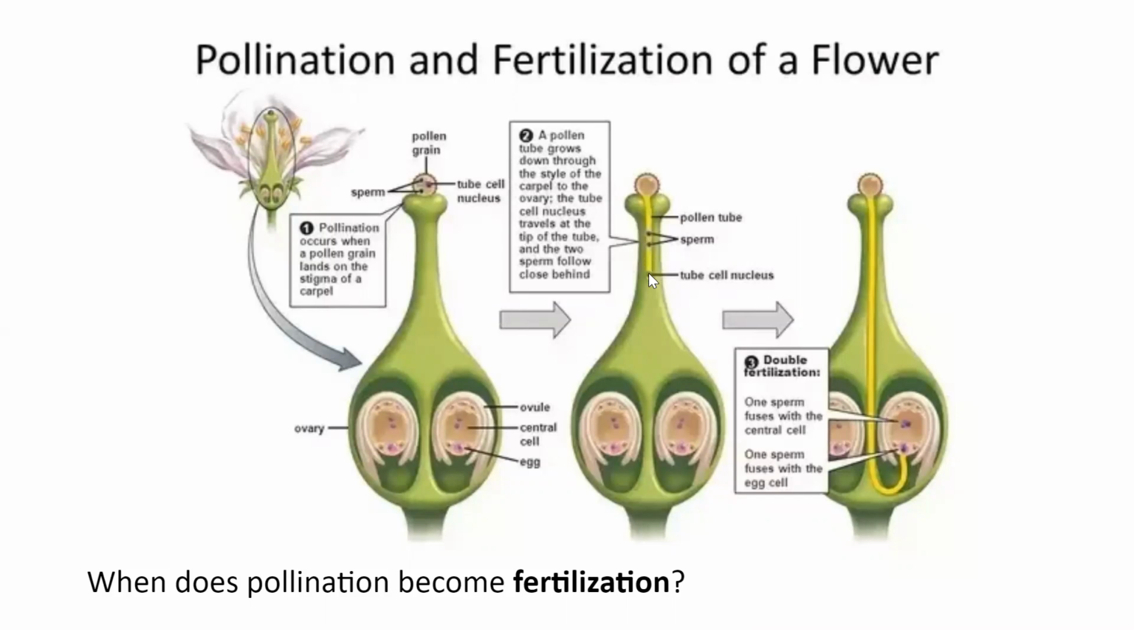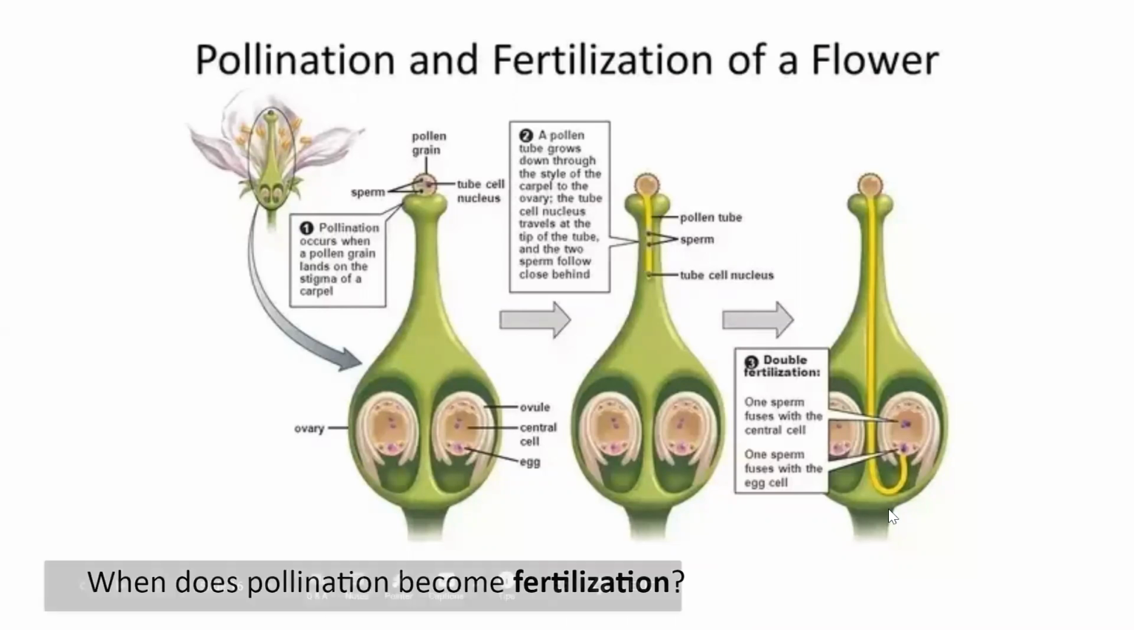Now, if it's the wrong species of pollen, if it's from a different type of tree or flower, those pollen won't grow. There's also some evidence that shows that some pollen from the same flower will not grow on its own stigma. So that reduces the chance of self-fertilization. In any case, if the pollen lands on the stigma and it is the same flower species, then this pollen tube begins to grow down towards the ovary. And so the pollen tube grows down, and then the sperm follow right behind it.